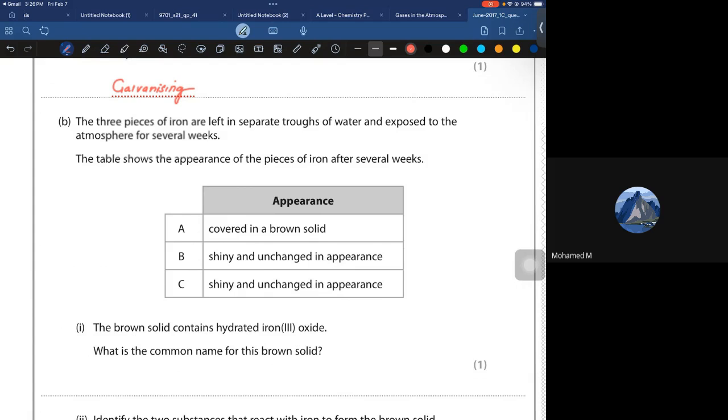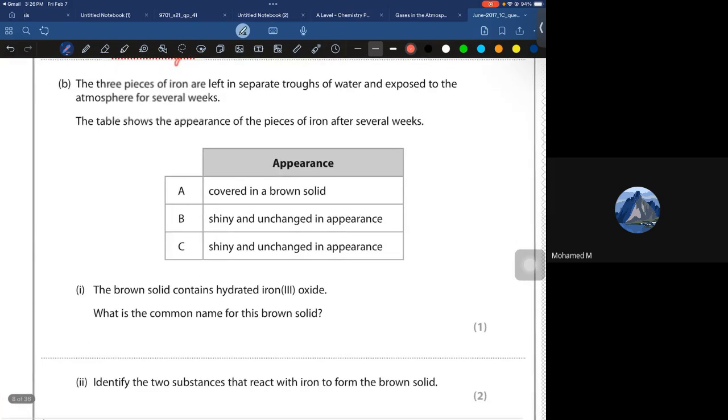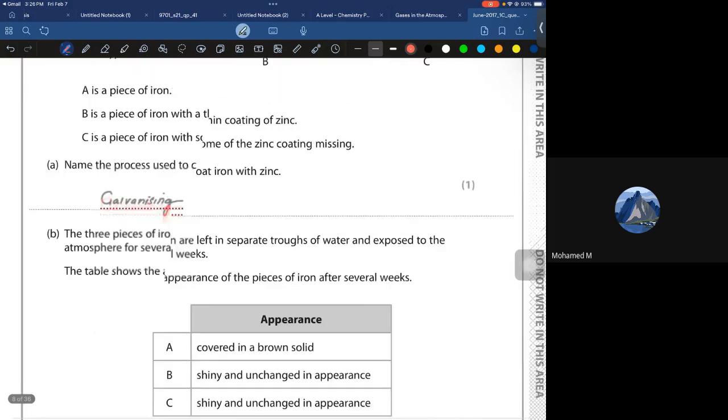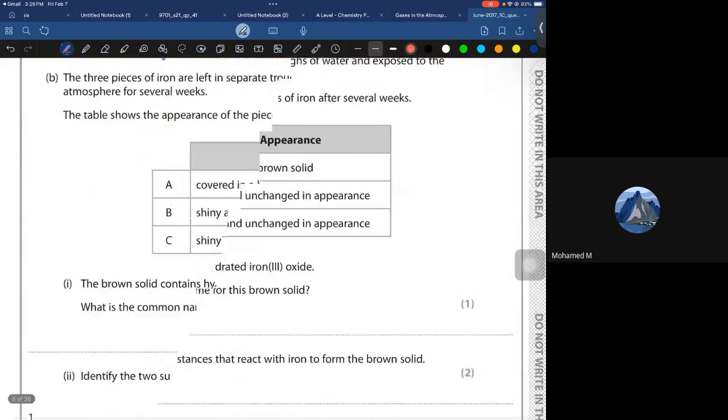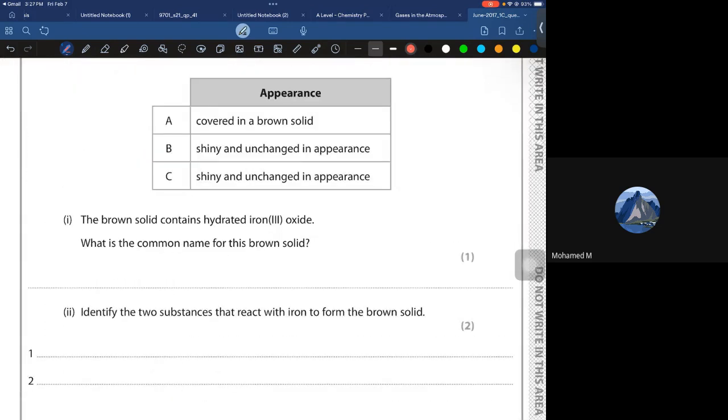Okay. The table shows the appearance of the pieces of iron after several weeks. A is covered in a brown solid. B, shiny and unchanged in appearance. C, shiny and unchanged in appearance. What is the brown solid that contains hydrated iron oxide? What is the common name for this brown solid?